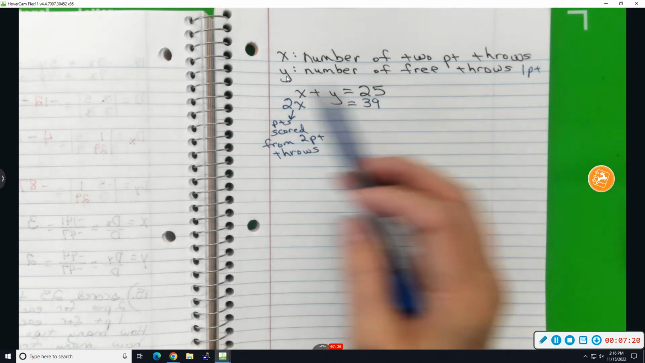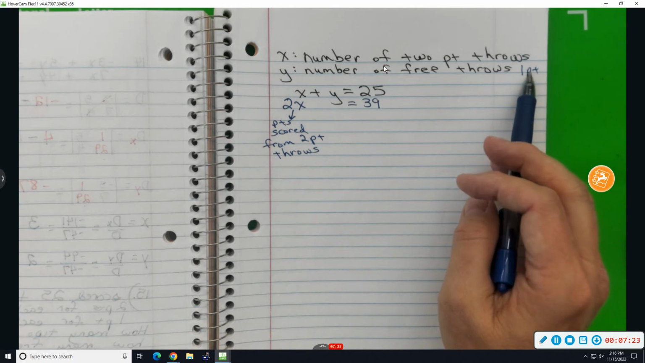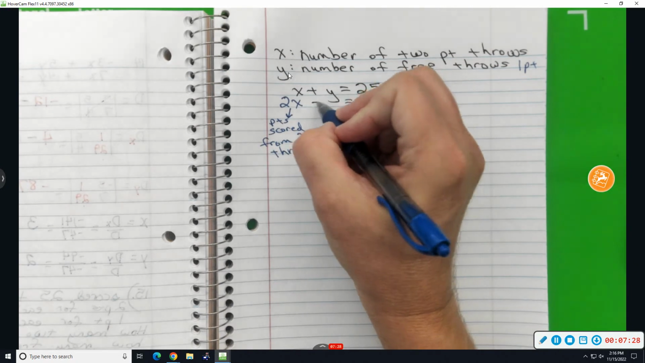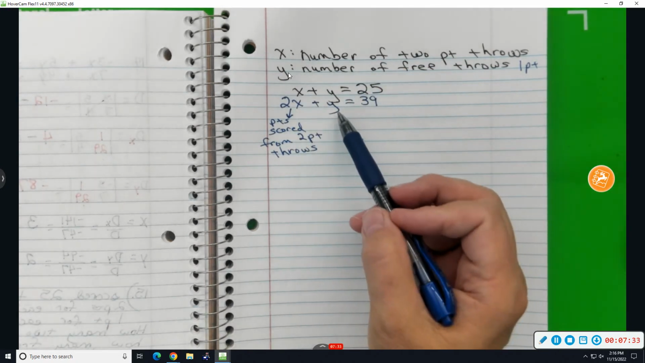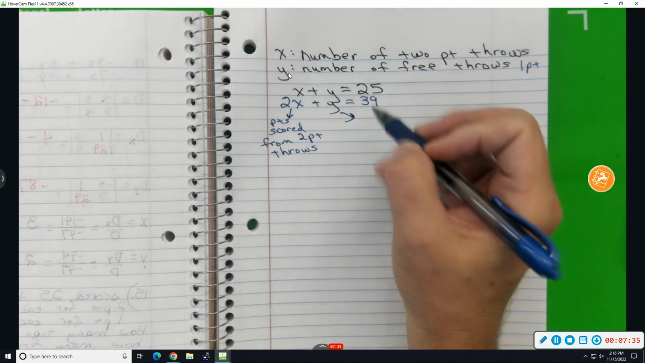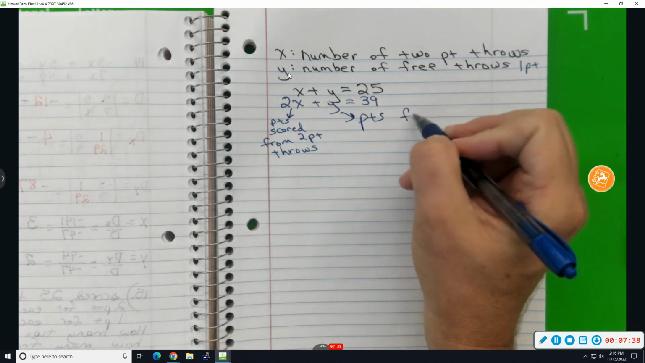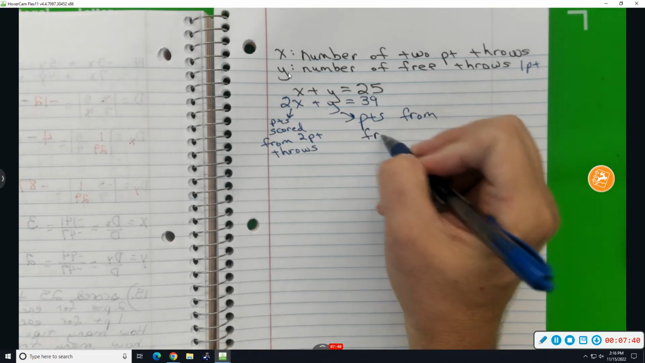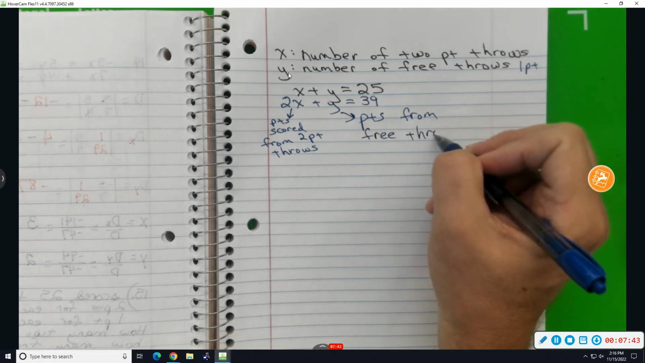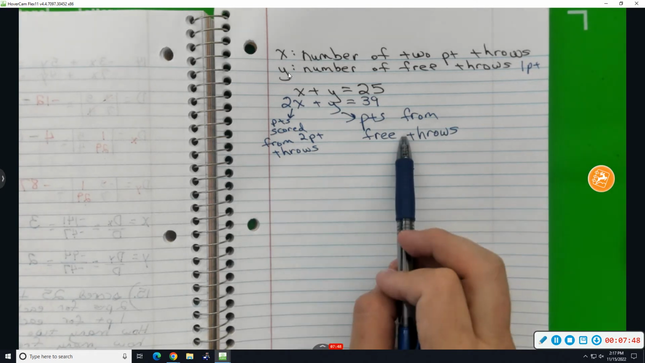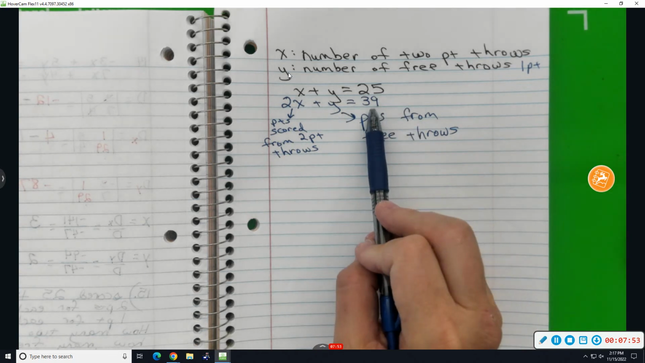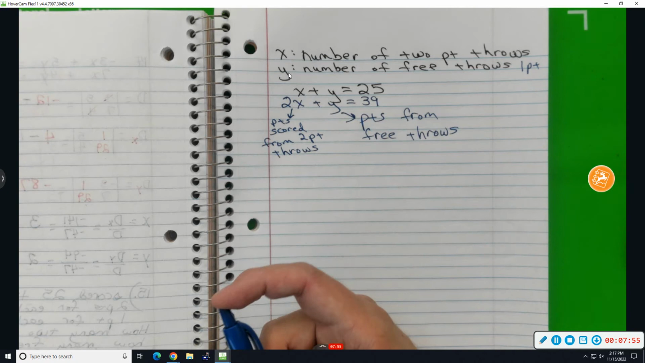What will we do in terms of Y? 1 point times the number of throws Y. So this is the points scored from the 2-point throws. What is that Y? That's the points from the free throws. If you take the points she got from the 2-point throws, add it to the points she got from the free throws, they better give us 39. Any questions on my logic there?